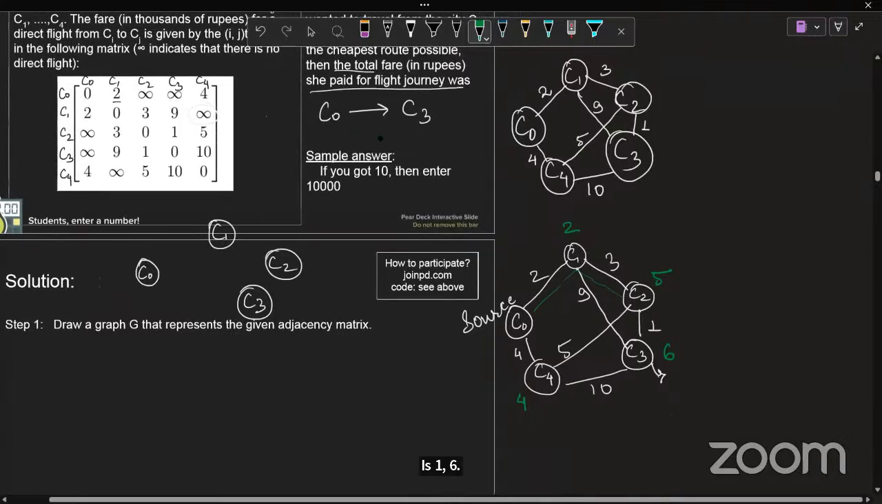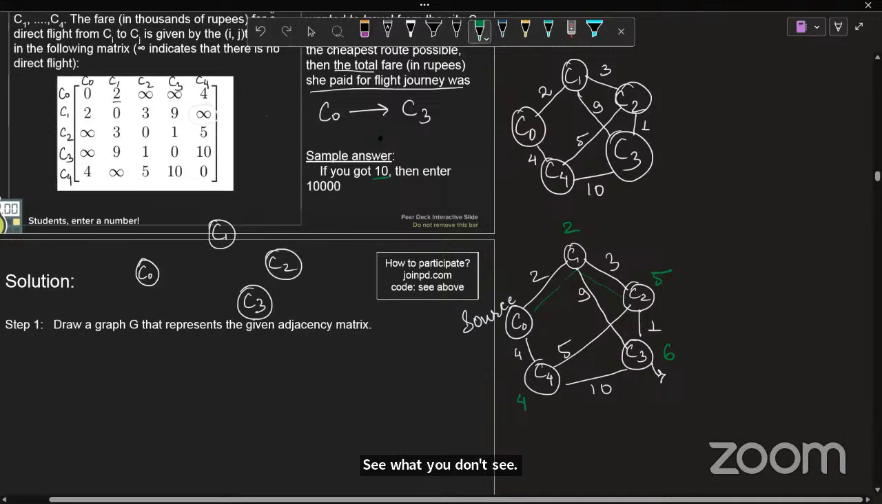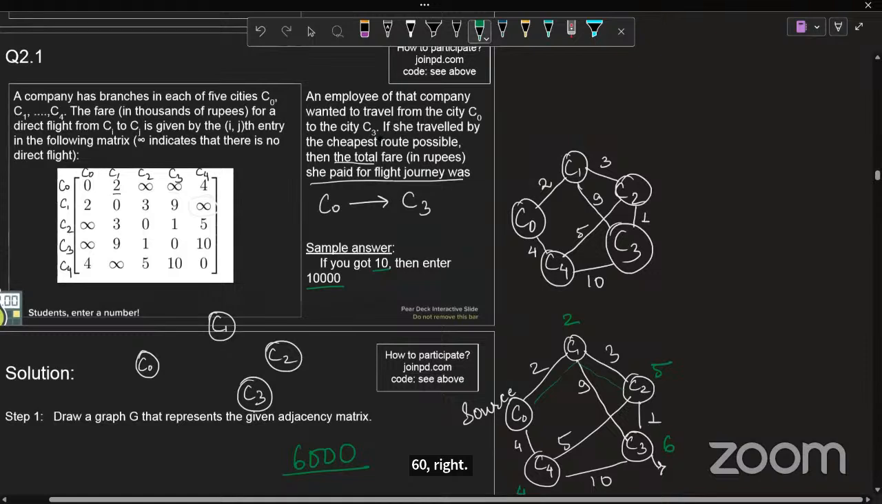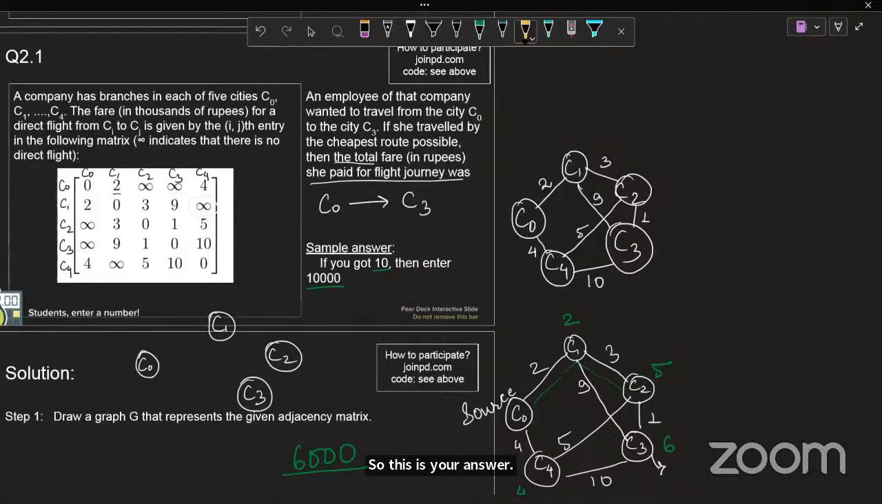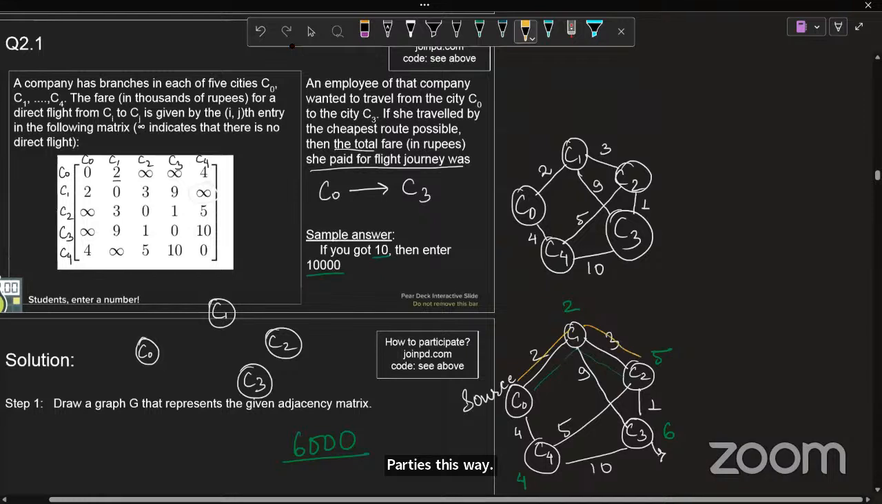So from C0 to C3 we will get the weight as 6. If you get 10, then we will write 10K. If you get 6, then you will write 6K, right? So this is your answer. And what is the path? The path is this one. This is the path we have chosen.